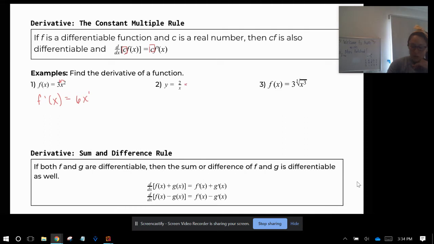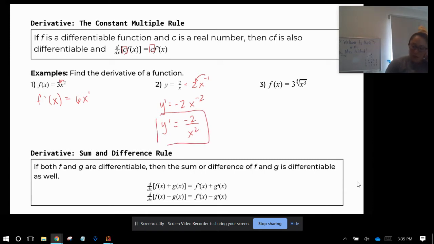All right, the next one. Let's rewrite this with the power, so x to the negative 1 in the numerator. I get y is equal to, we do negative 1 times 2, which is negative 2, x to the negative 2. So y prime is equal to negative 2 over x squared.